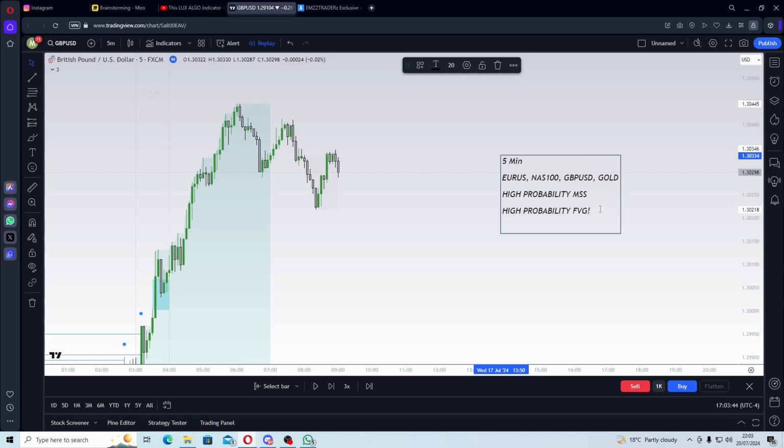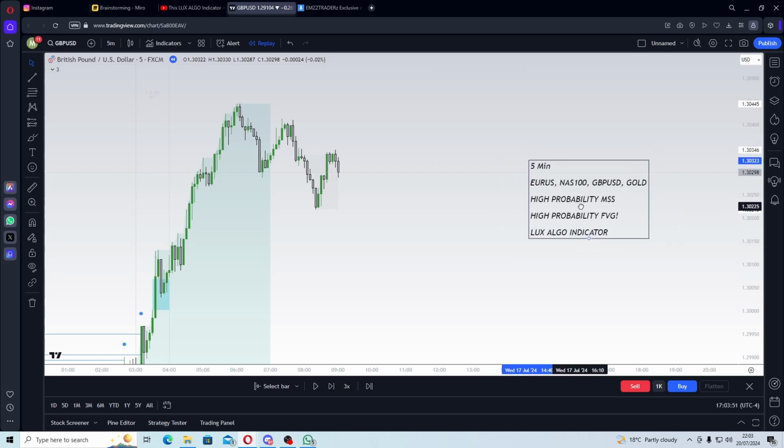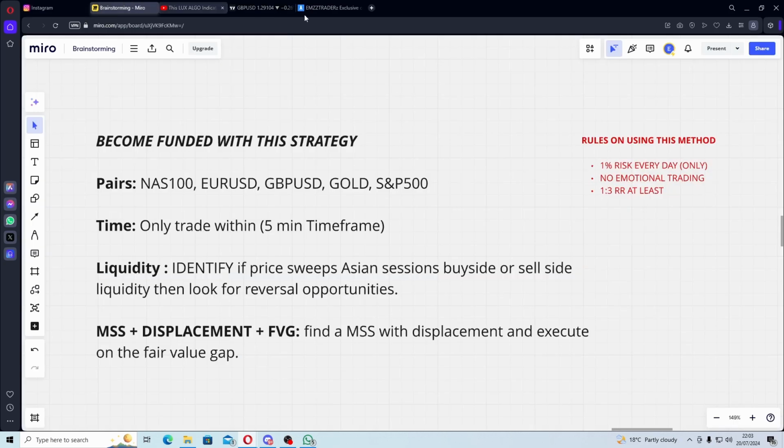All you need now is the Looks Algo indicator. So this is everything set right now. That's going to be on the chart, and now I'm going to be taking you towards the actual strategy and the checklist. So these are the pairs it works on. You only trade within the 5-minute time frame.